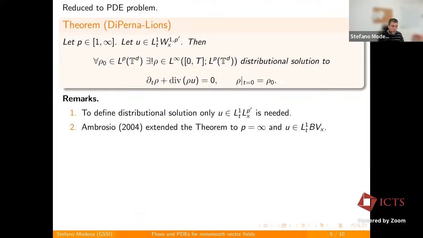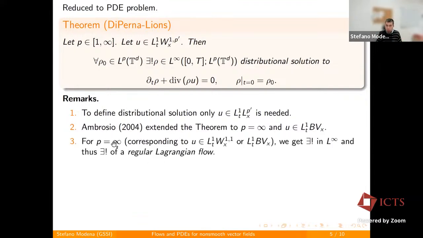And the last observation that I want to make is thinking back to what we have said in the previous slide. We said there was a theorem saying if you can show existence and uniqueness for the PDE in L infinity, then there exists a unique regular Lagrangian flow. And so the observation is that if I pick P equal infinity, so I consider really the class of L infinity densities, then DiPerna-Lions would say that it is enough to have a vector field in W11, or even BV, thanks to Ambrosio's theorem.